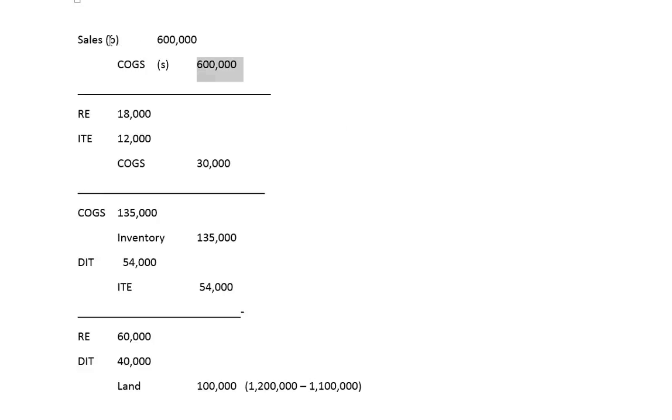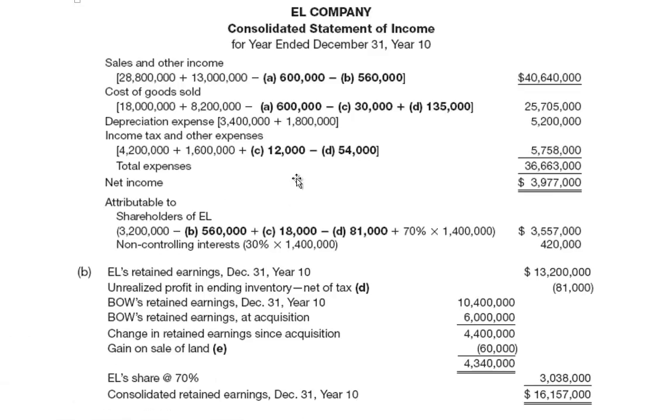So again, you can see one account is for the parent, one account is for the sub, so therefore it can't be on any separate entity's books. This can only be in the third set of books, the consolidation worksheet. So therefore, that's where we get these $600,000 amounts.